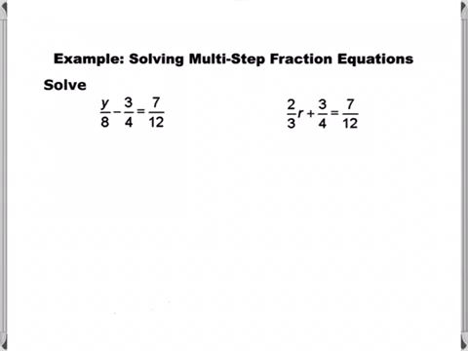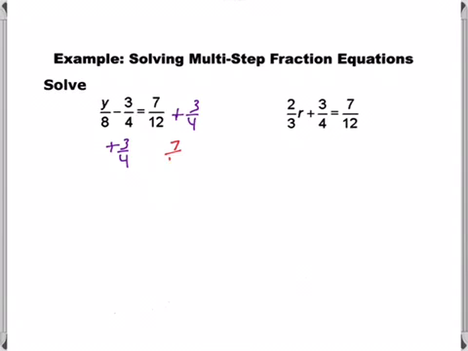y over 8 minus 3/4 equals 7 over 12. Well, our first step would be to move the 3/4 by doing the inverse, or adding it. So we add 3/4 to both sides. The catch here is, if you're going to add 3/4 to 7/12, they need to have the same denominator. So that means we have to convert the 3/4 into 12ths.